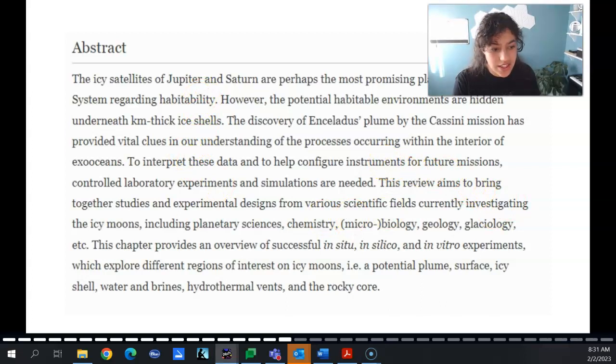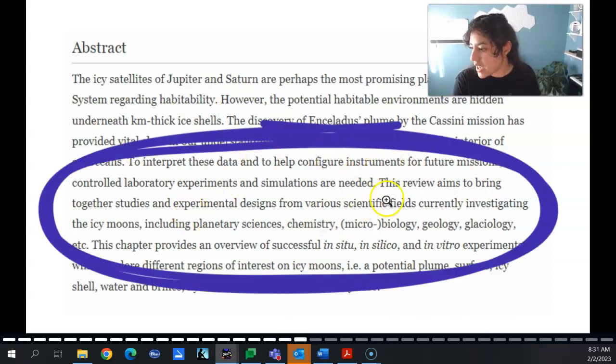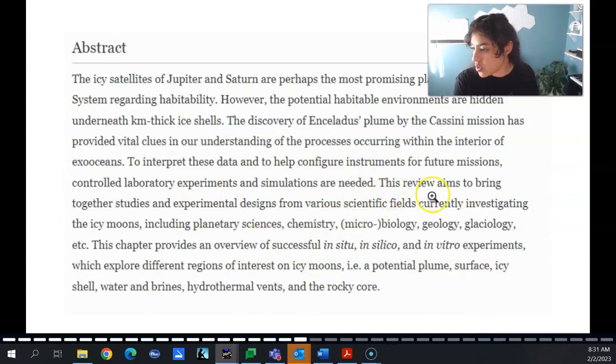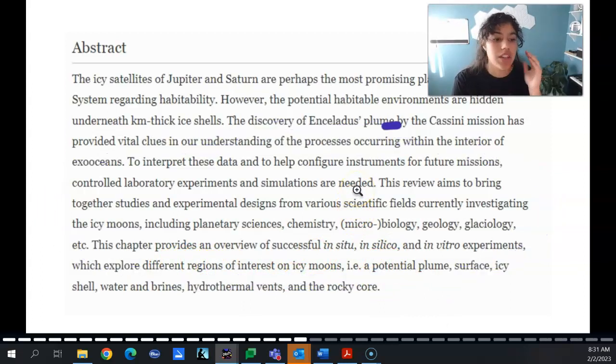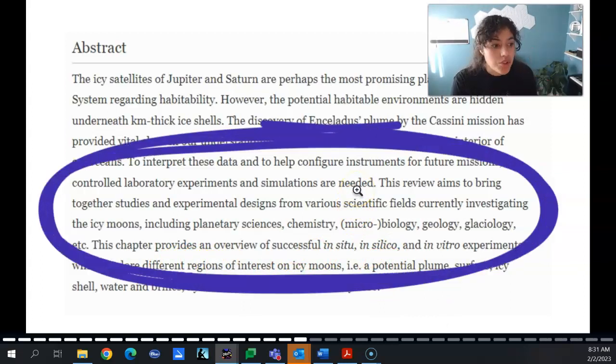So we can see in this abstract, boom, right here, they tell us right away what this is doing, right? This review aims to bring together studies on this design. This chapter provides an overview of successful experiments. So make sure that you really embed your purpose into the abstract or the summary so people can read it, know what to expect, know what's happening.